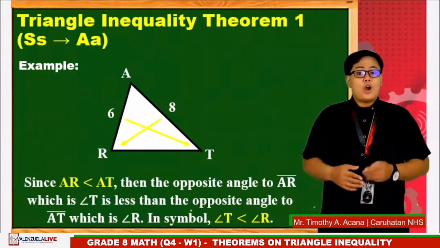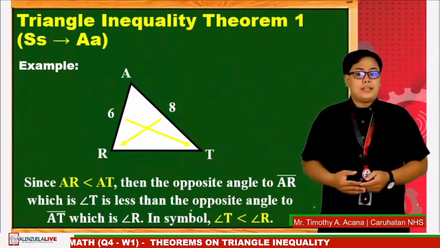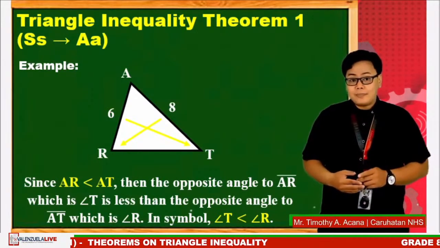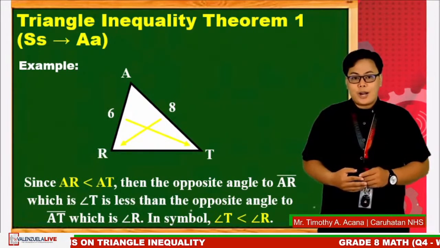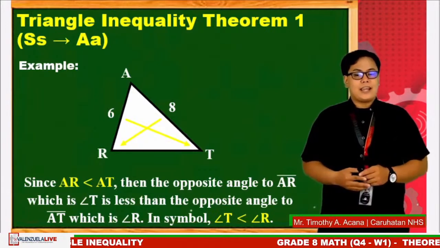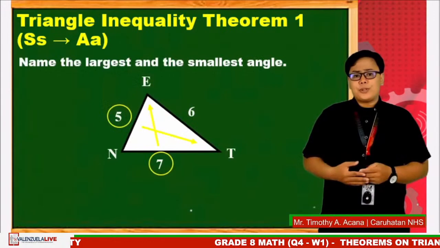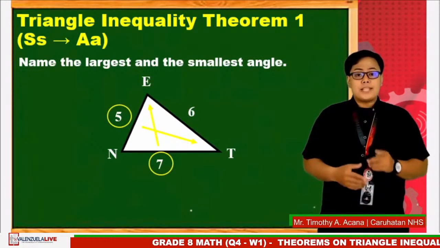Since the length of side AR is less than the length of side AP, then the angle opposite side AR, which is angle P, is less than the angle opposite side AP, which is angle R. In symbols, we have angle P is less than angle R. Now, let us try to name the largest and the smallest angle based on the given figure.